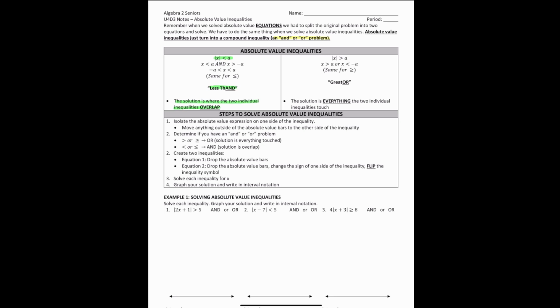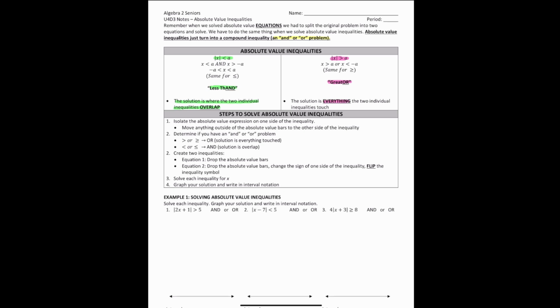Now for this one over here, the absolute value of x is greater than a. So if we have the greater than sign or the greater than or equal to sign, it's an "or" problem. So we can think "greater." And "or" means everything. The solution is everything the two individual inequalities touch.